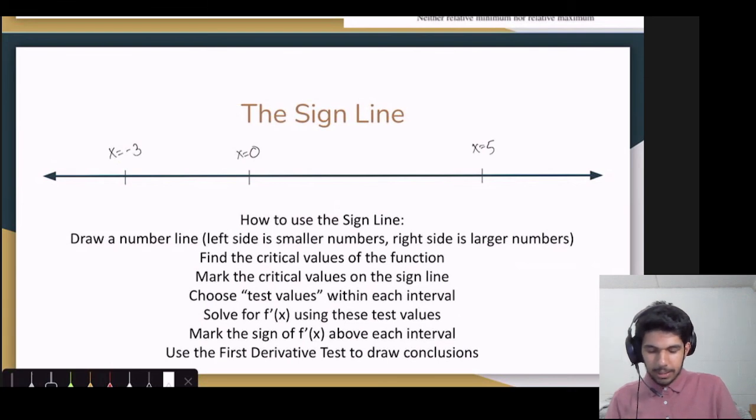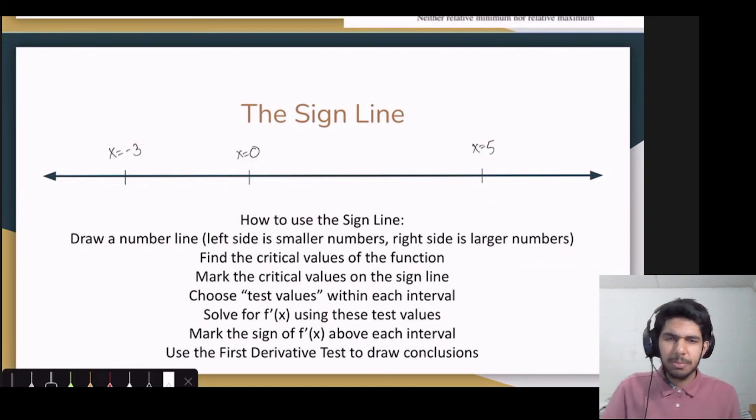Same thing here. In this interval, I choose something here. This interval, choose something. And then finally, this last interval to infinity, I just choose something. So very similar to what we just did with our table.